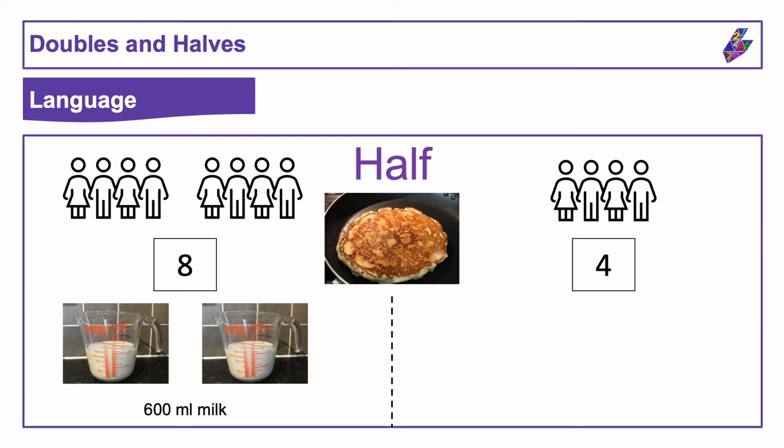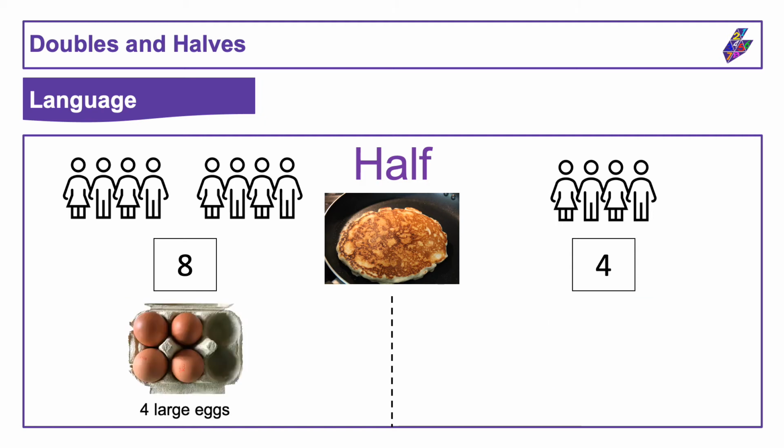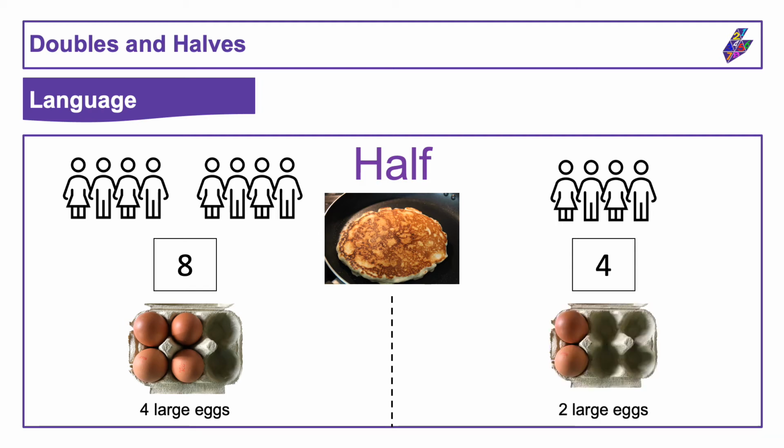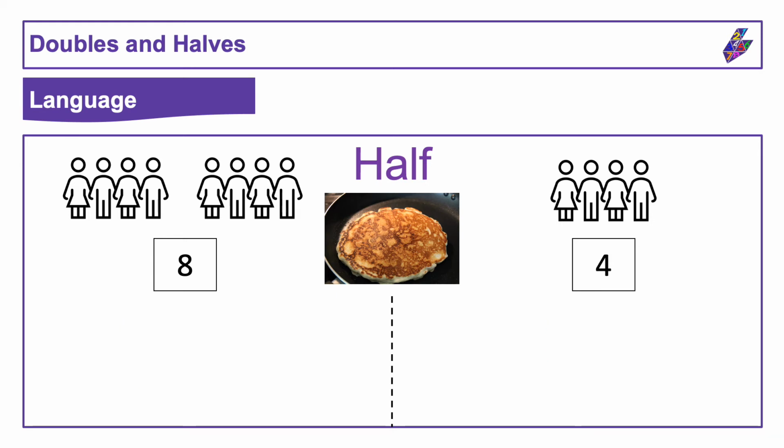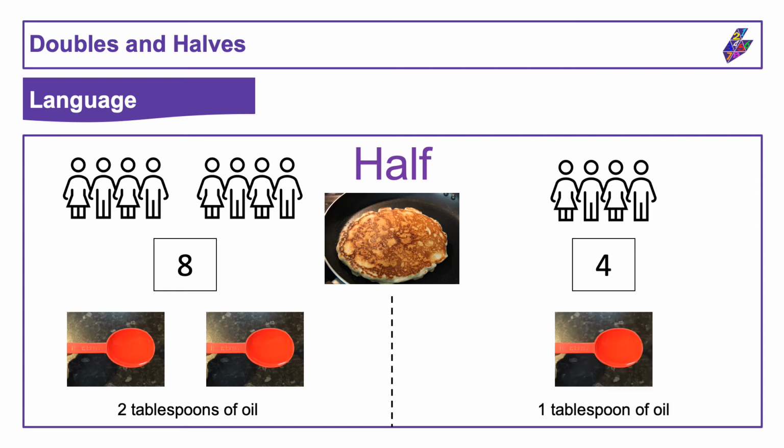Instead of 600 millilitres of milk, you'll need 1/2 of the amount. 1/2 of 600 is 300, so 1/2 of 600 millilitres of milk is 300 millilitres of milk. Instead of 4 large eggs, you will need 1/2 of the amount. 1/2 of 4 is 2, so you'll only need 2 large eggs. Instead of 2 tablespoons of oil, you'll need 1/2 of the amount. 1/2 of 2 is 1, so you'll just need 1 tablespoon of oil.